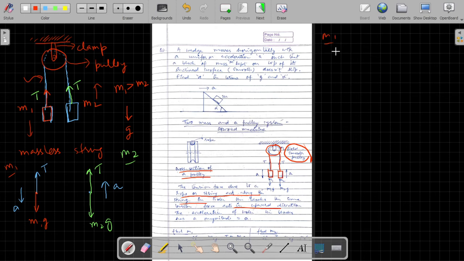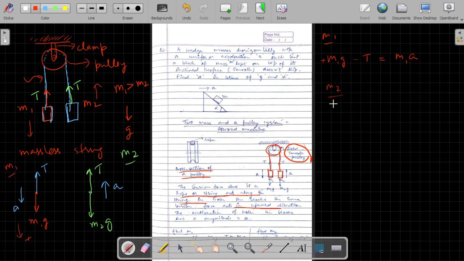Solving the question would be relatively easy. If we draw the equation of mass m1, let us say we are considering the downward direction as positive, then m1g is positive, and tension is upwards, opposite to the direction we have selected, so minus T is equal to m1 into the acceleration a.